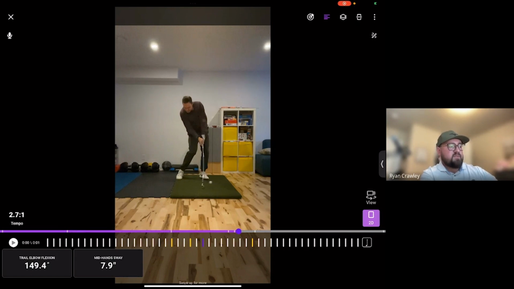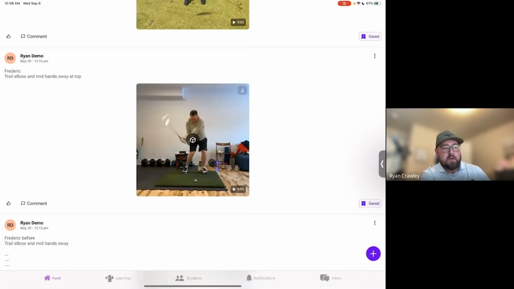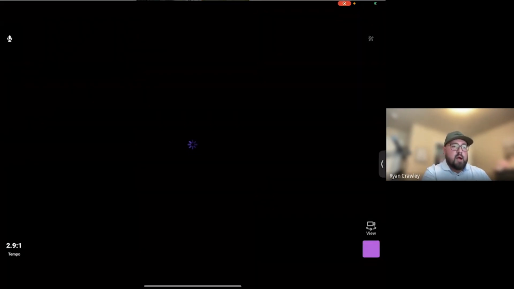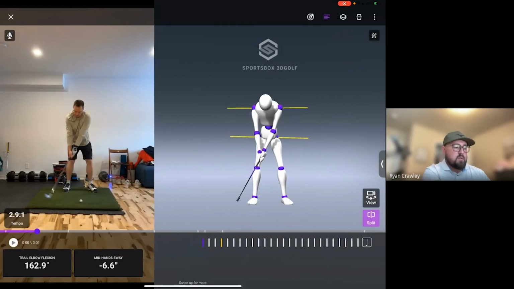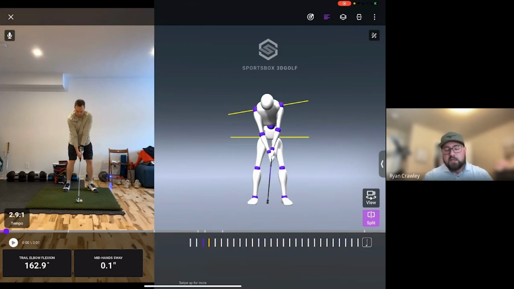And like I said, it's easy for Frederick then to understand, okay, I'm trying not to bend my right elbow as much. And he can see the progress faster. And that's the thing that I think 3D can really help our students with, because they're understanding exactly what we're saying. They can also see the changes that much faster.